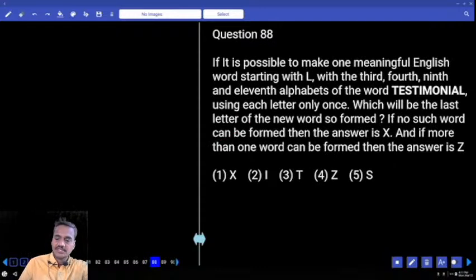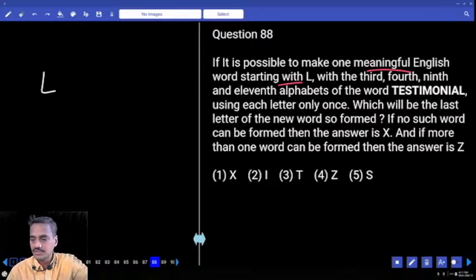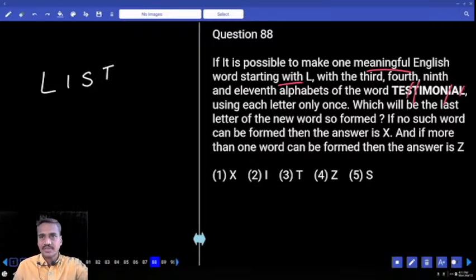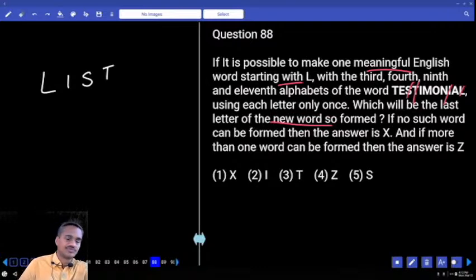Then 88, if it is possible to make a meaningful English word starting with L, with third, fourth, ninth, and 11th. Now STIL. STIL is starting with L. What is the word that can be formed? List. LIST, list. And if no such word can be formed, which will be the last letter of the new word thus formed? What is the last letter? T, that is choice 3.